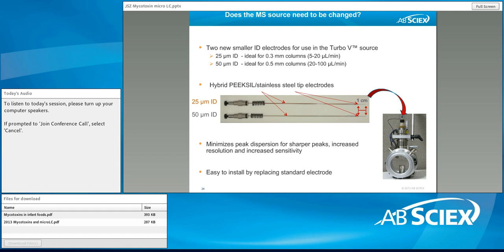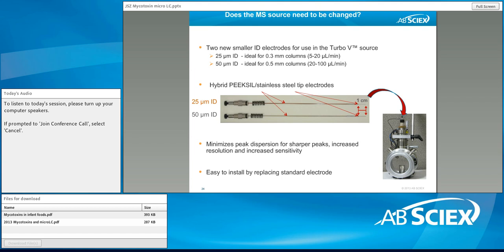So, of course, here you can see for microLC, we need to change the spray probe. That means because now the flow rate is very low, we need to use a spray probe with a smaller inner diameter. For example, you can see here a 25 micron ID spray probe we can use for 5 to 20 microliter per minute, and 50 micrometer ID for 20 to 100 microliter per minute.